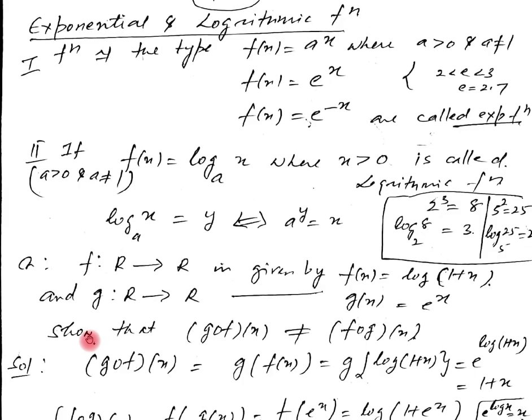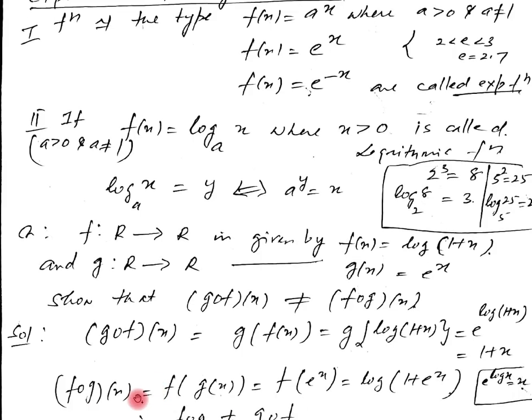Now here is the question. f is a function from R to R given by f(x) = log of (1 + x), and g is a function from R to R given by g(x) = e^x. When no base is given, we always assume the base is e. Now these two functions are given. We have to prove that g composition f is not equal to f composition g.